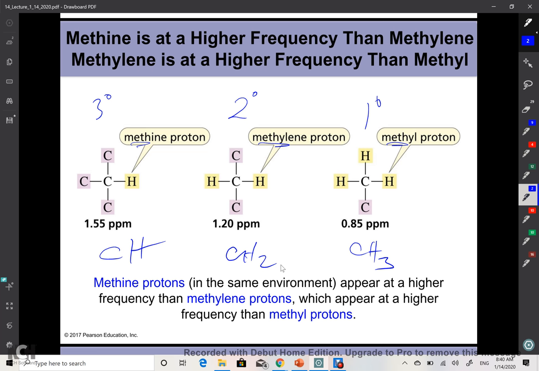Does that make sense, guys? That's the way I want you guys to think. Not to memorize these values, but to be able to come up with a rationale for why a signal appears around the region where it does. Why does it appear around that region? That's what is important for now.